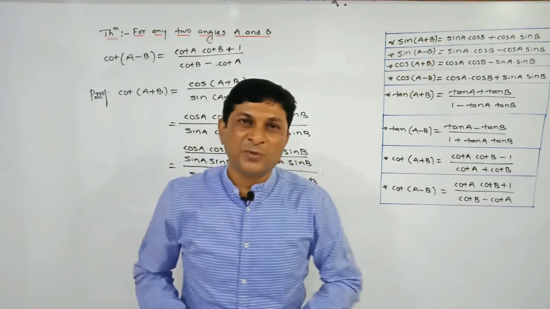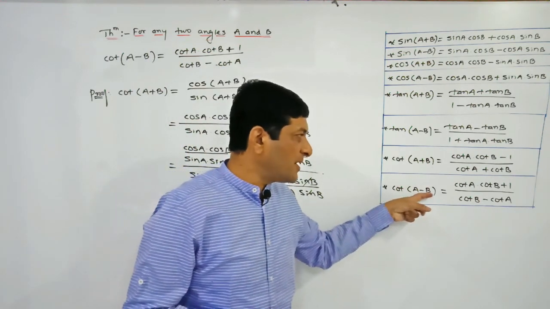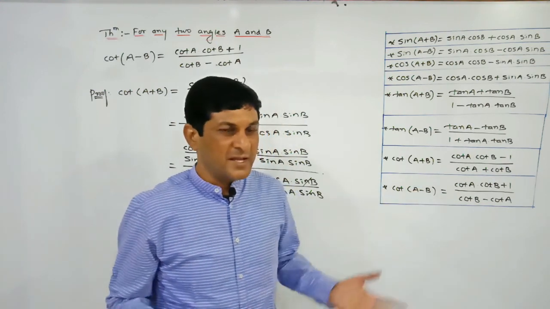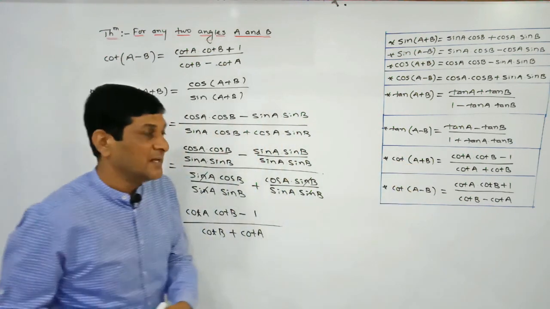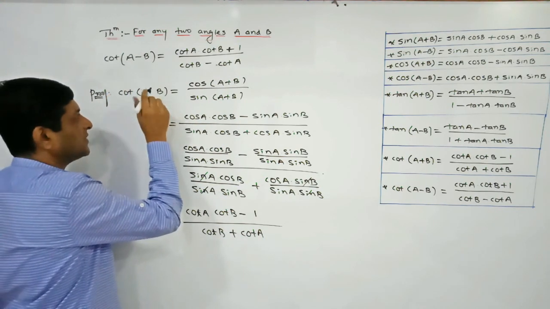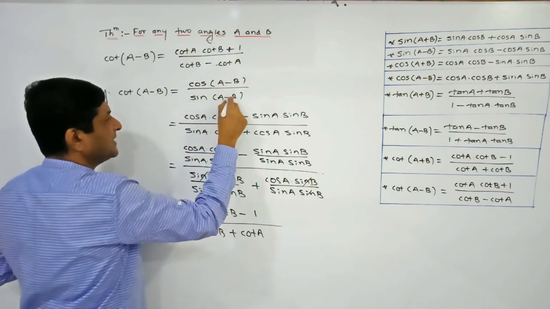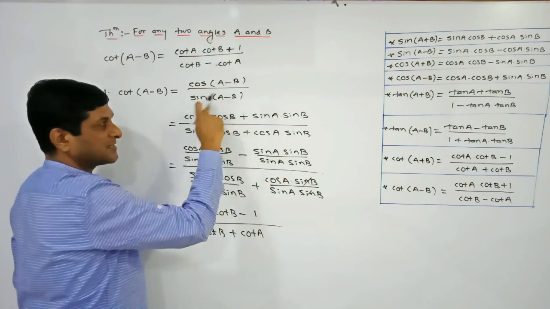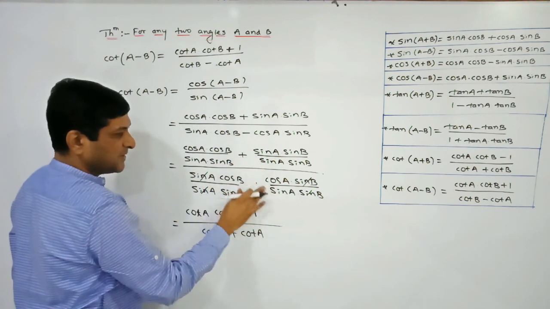Now let us try to prove the last and very important formula of trigonometric ratios of compound angles, that is cot A minus B is equal to cot A into cot B plus 1 divided by cot B minus cot A. The method which we applied to prove the previous formula, the same method we apply here. So here plus is replaced by minus, and on this side also plus gets replaced by minus, because cot can be written as cos upon sin. Again cos A minus B is equal to cos A into cos B plus sin A into sin B, and in the denominator sin A minus B is equal to sin A into cos B minus cos A into sin B. Here we are getting plus, and here we are getting minus.